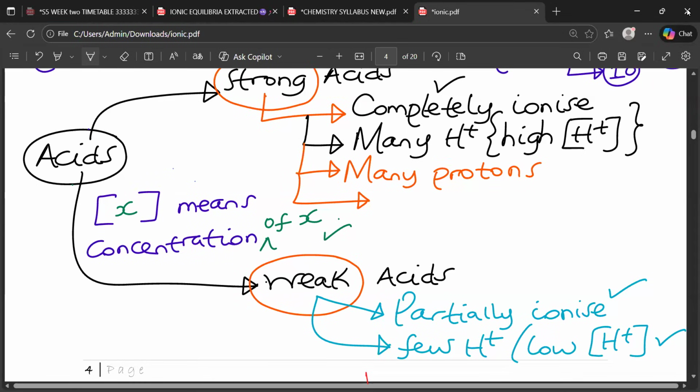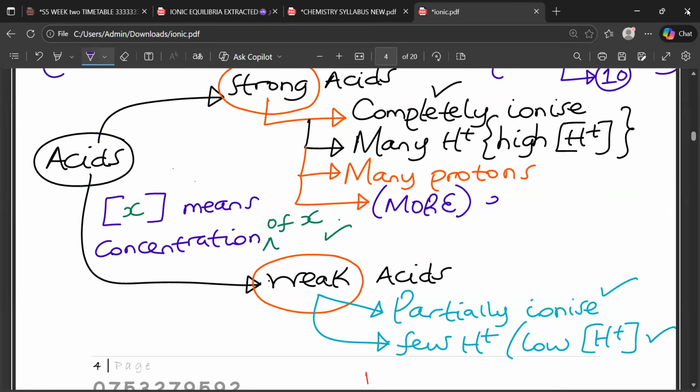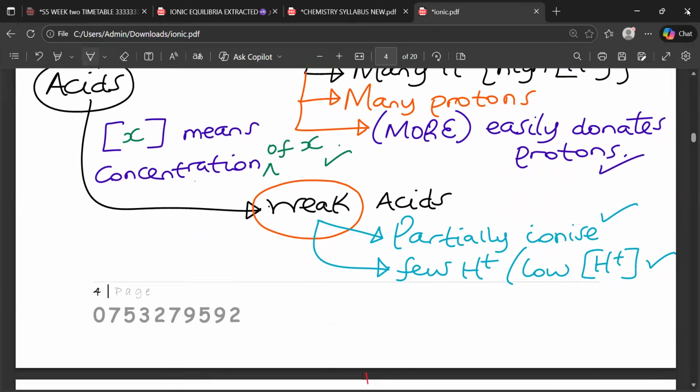So if it's giving you so many protons, that means it finds it easy to donate because it's giving us very many in solution. So you can just say it easily donates, or the English people can say more easily donates protons. The things I want you to learn.